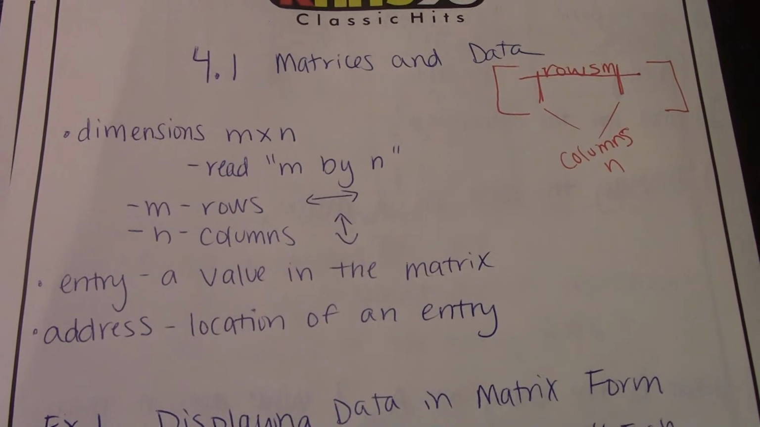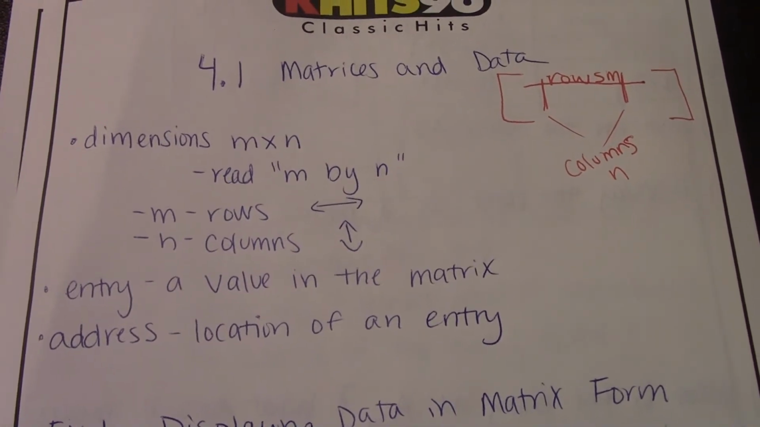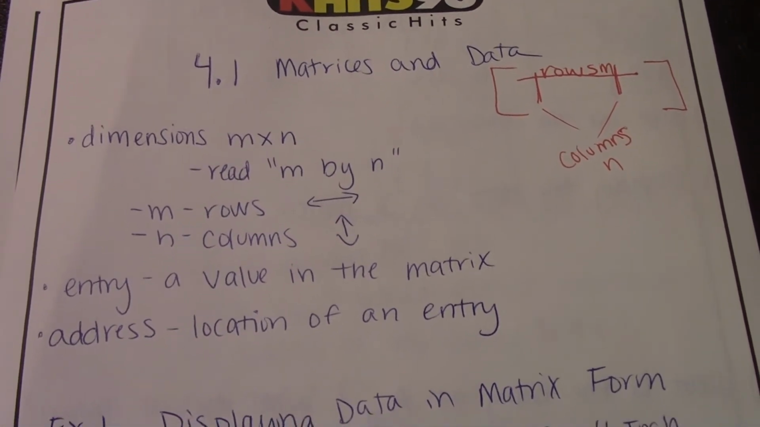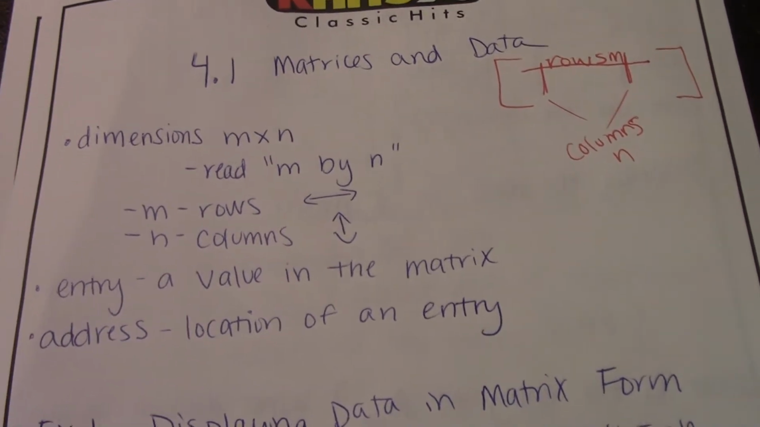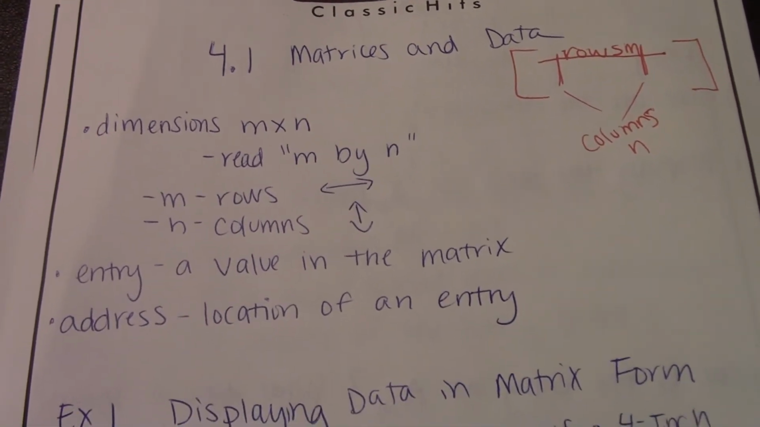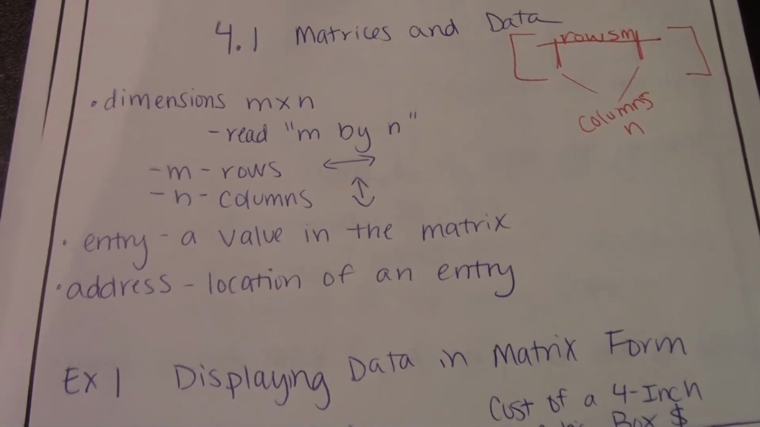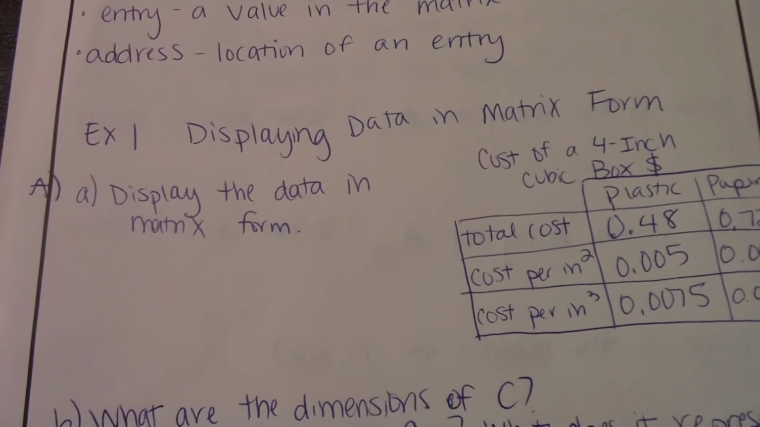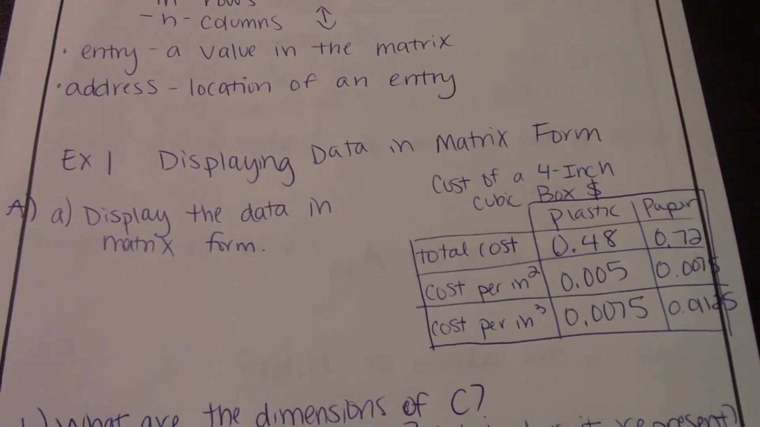So then we have our entry. An entry is a value in the matrix. An address is the exact location of the entry. Just like you have an address where you live, each number has its own address. So we have example 1, displaying data in matrix form.